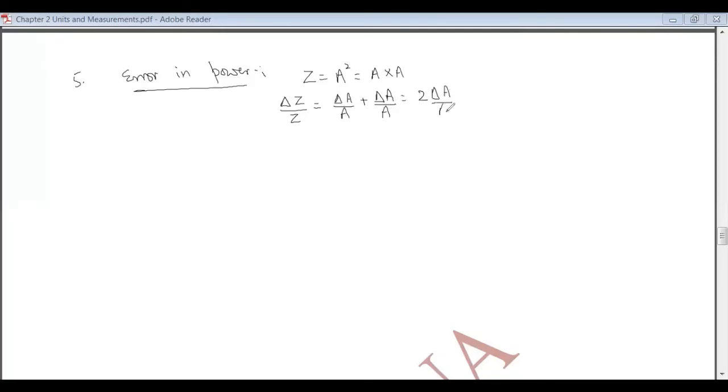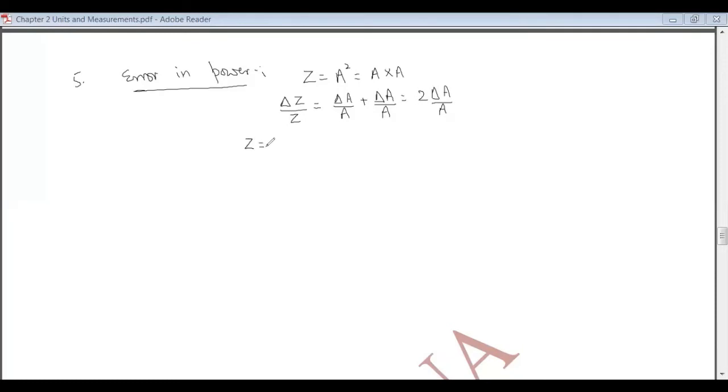Okay, also let's find out the errors in power. For example, let z is equal to a square, which can be written as a into a. Now in multiplication, we calculate the relative error in z, which will be equal to the sum of the relative errors in individual measurement, that is delta a upon a plus delta a upon a, which can be written as twice delta a upon a.